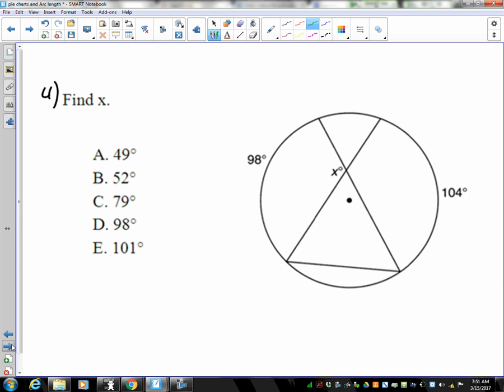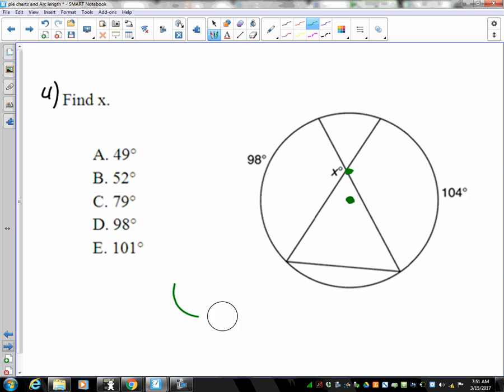Okay, now this one we have an angle in a circle here. Now the thing is, the vertex of the angle that we're trying to find is not in the center. So if I have the vertex of the angle at the center, the angle and the measure of the arc would be the same here. So if this was 94 degrees, my angle would be 94 degrees. However, my center is right here, not right here.